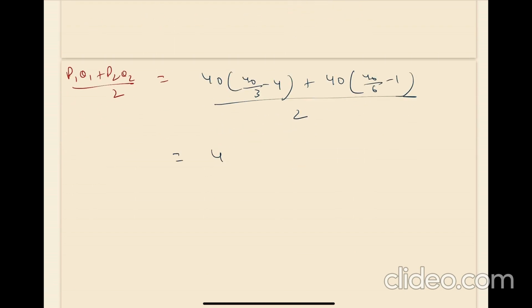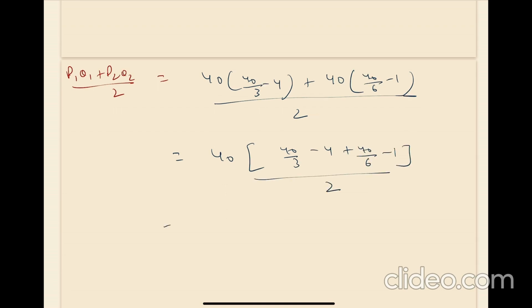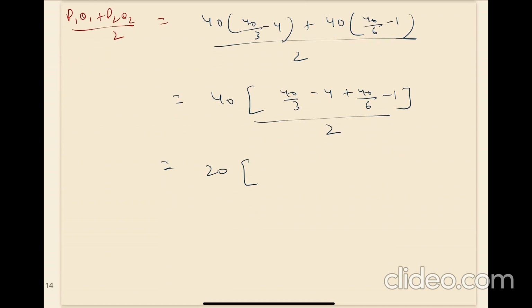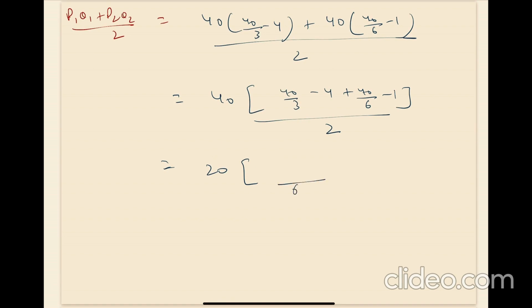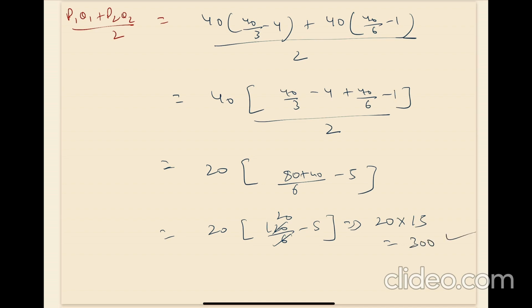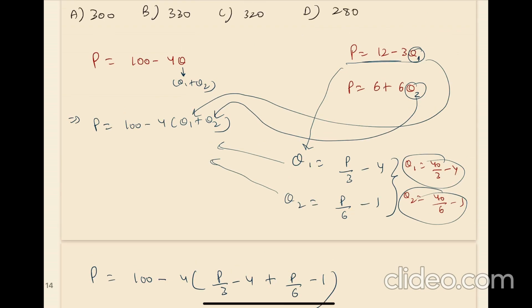So again, we can take 40 common, and then this would be 40 by 3 minus 4 plus 40 by 6 minus 1. This is 2 here. Now this would be 20, and you can take the LCM here and you will get 6. So 80 plus 40, and this is minus 5. So this would be 120 by 6 minus 5. This is 20, so this would be 20 multiplied by 15, which is 300, right? So I think the answer should be 300. Let us check the options.